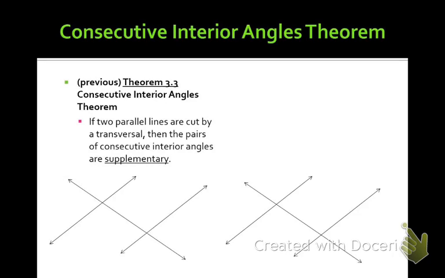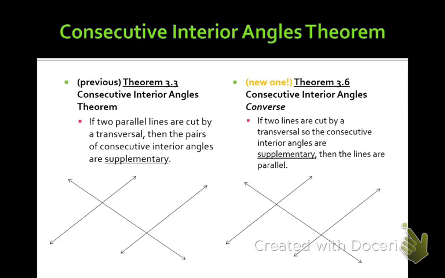So corresponding angles have to be congruent. Alternate interior, alternate exterior have to be congruent. Consecutive interior angles have to be congruent. Ooh, stop. Not congruent, right? Supplementary. Three sets are congruent. The fourth set is supplementary, the consecutive interior angles, right? But it works the same way as the others.